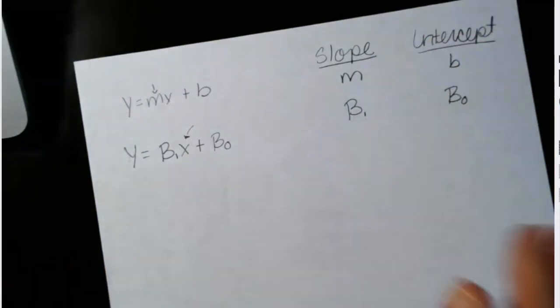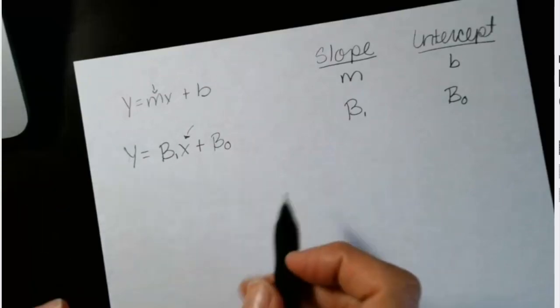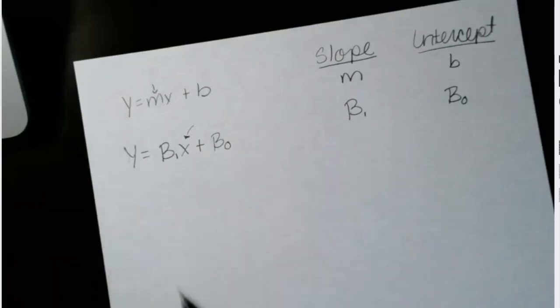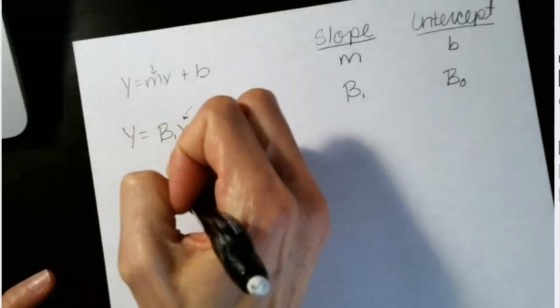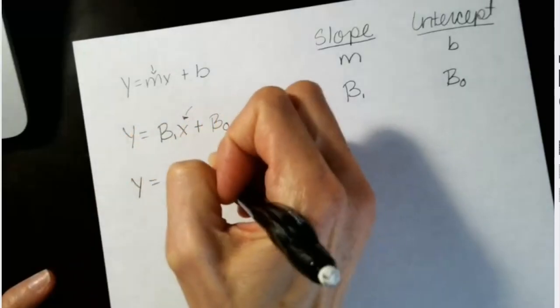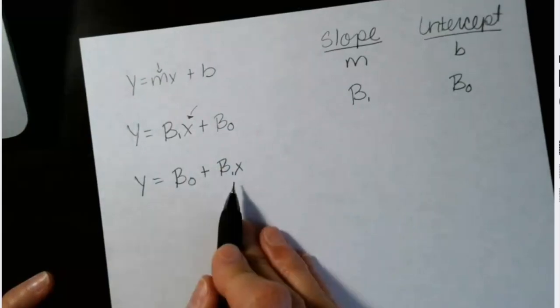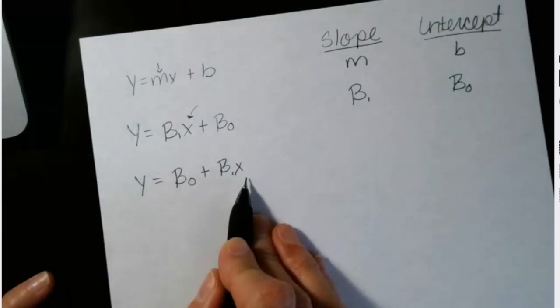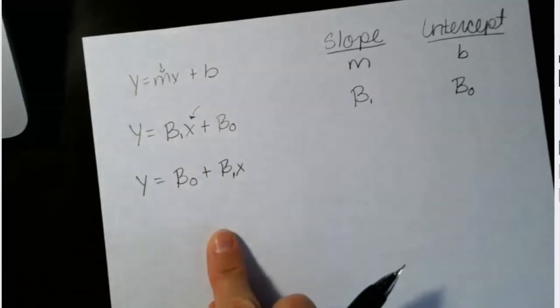But typically, we actually see it reversed. So remember, the commutative property allows you to switch the order of add-ins, and of course, you're going to get the same answer. So typically, this is actually how you're going to see the equation written in statistics. So our intercept is first, and then our slope is next, and then our independent variable is x. So this is the equation that we are typically going to use.